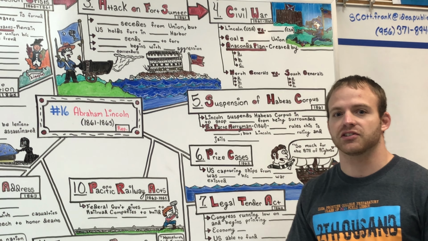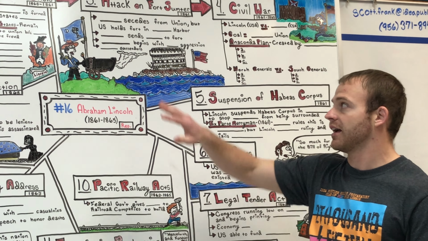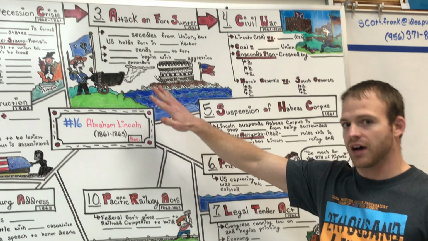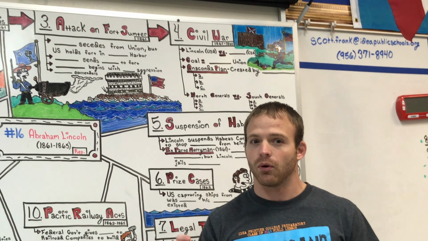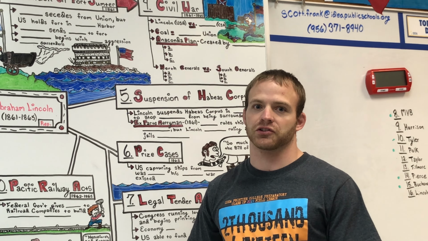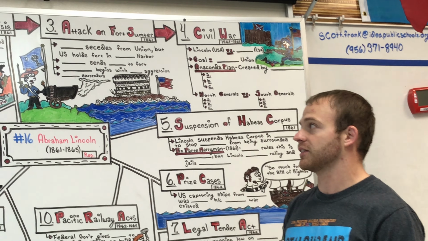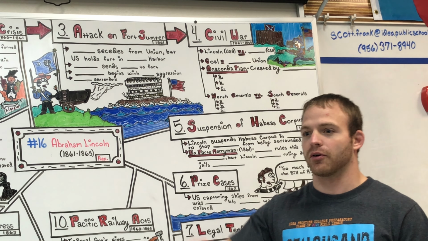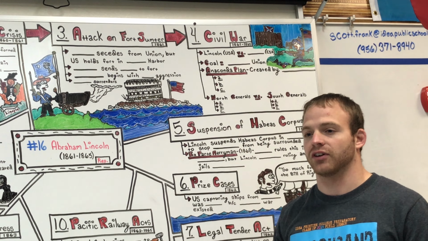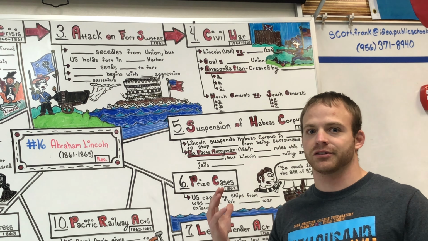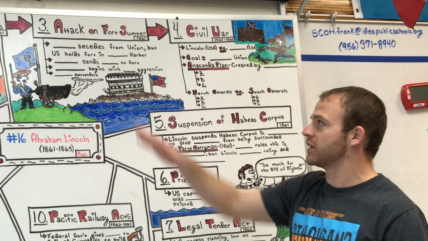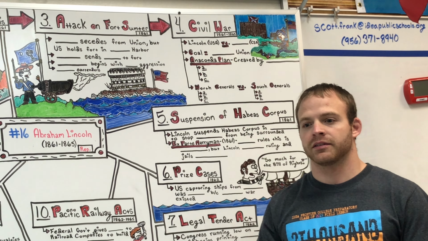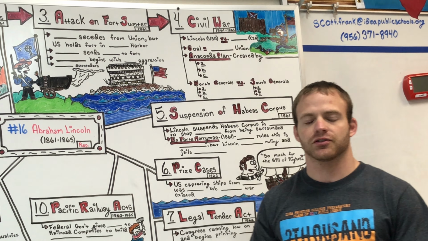Well, what he does is he says, I'm going to send aid. He sends food, supplies, not weapons, to Fort Sumter because he says, look, if there's going to be war, the South's going to have to deliver the first blow. And so that's exactly what happens. Pierre Beauregard fires on General Anderson in Fort Sumter, ironic because he trained him how to shoot a cannon way back in the day. And eventually, the North is going to lose the first battle of the Civil War, if you will.